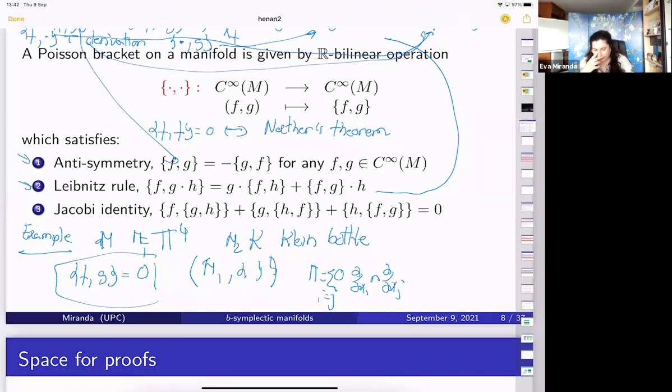Let me check that it satisfies the conditions. First condition, yes, 0 equal to minus 0. Second condition, 0 equal to 0 plus 0. Third condition, 0 plus 0 plus 0 equals to 0. So it's okay. So any manifold can be a Poisson manifold. That's the conclusion. Any manifold admits a Poisson structure. That's indeed very refreshing, right?